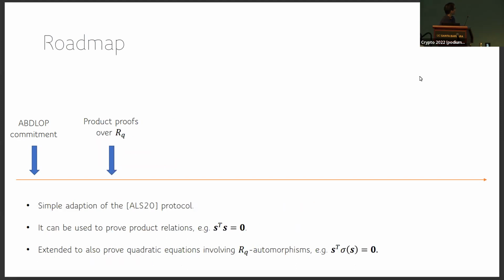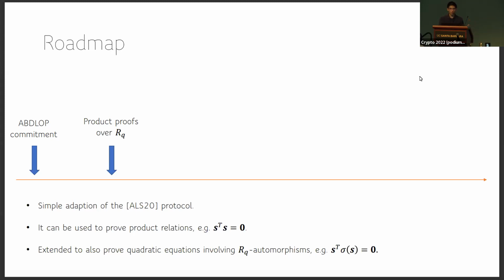The second thing is proving quadratic relations over RQ. Suppose we commit to some long vector S, and we want to prove that, let's say, S transpose S is equal to 0 over RQ. To do this, we can simply adapt the ALS20 protocol. You can just believe that it's simple because in ALS20, they deal with BDLOP commitments. Here we have ABDLOP commitments, so it's pretty similar. However, we extend this approach to also prove quadratic equations which involve automorphisms.